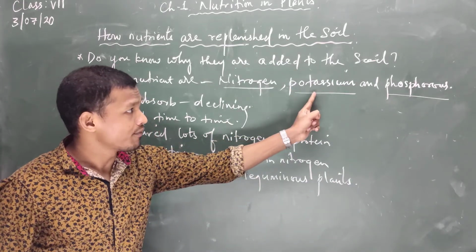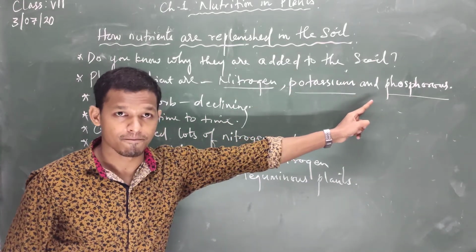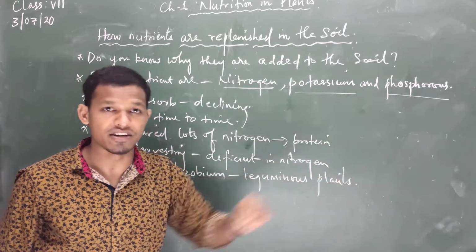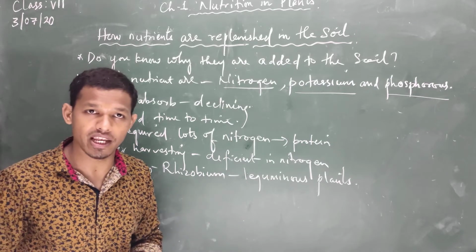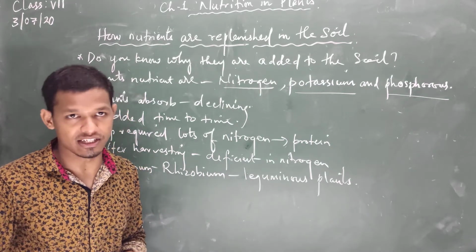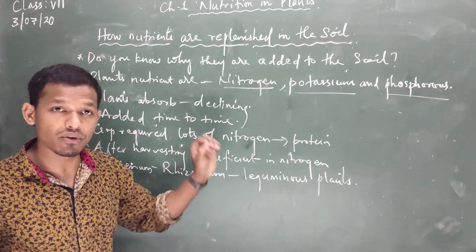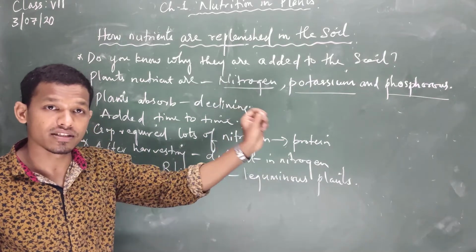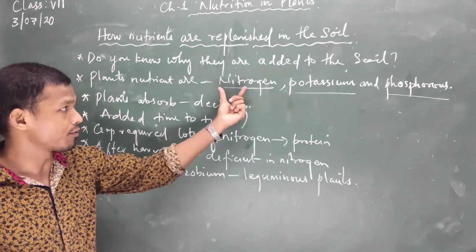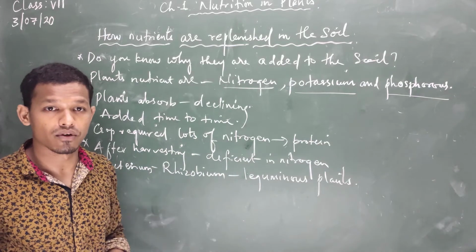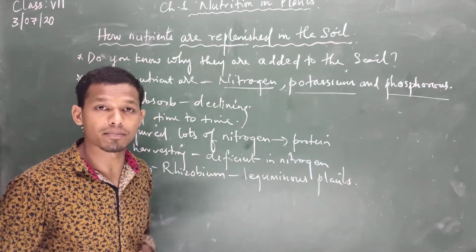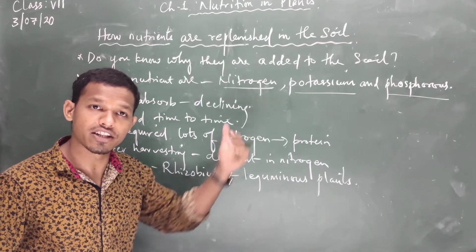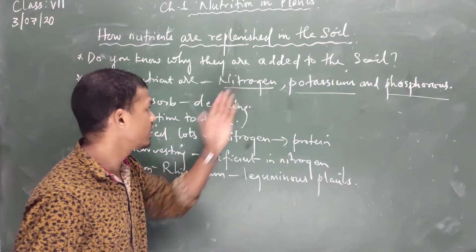Plants may get potassium and phosphorus from the minerals in the soil, but nitrogen is not present in the soil directly; indirectly it is present in the soil. We will talk about how nitrogen is obtained from the soil, where the nitrogen is present, and how the plant obtains this nitrogen from the soil. We will learn this today.